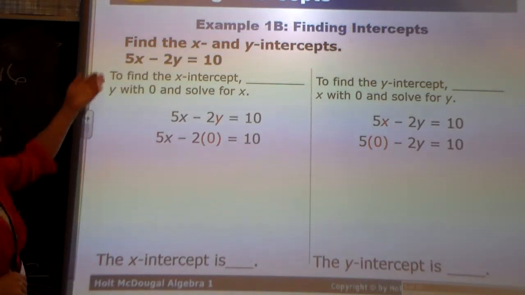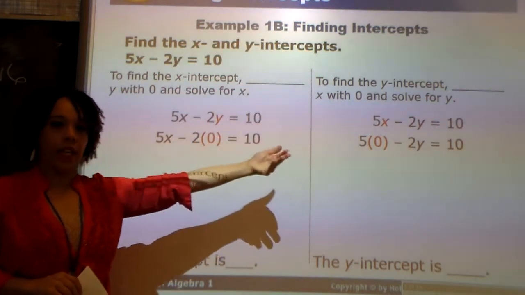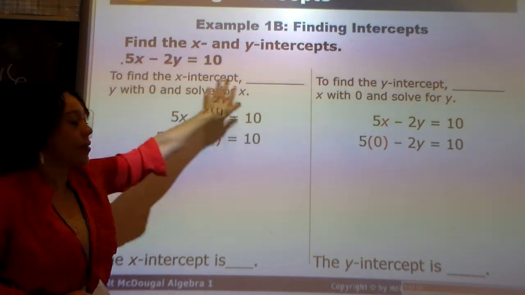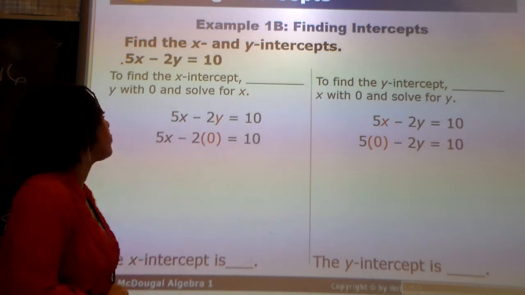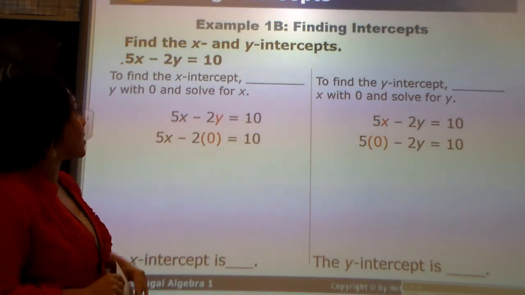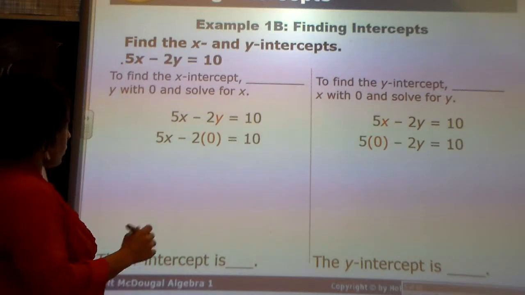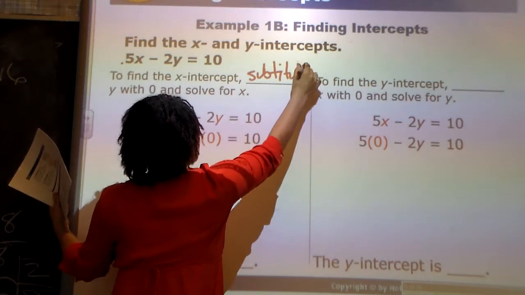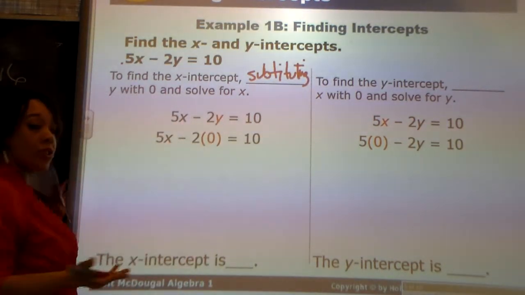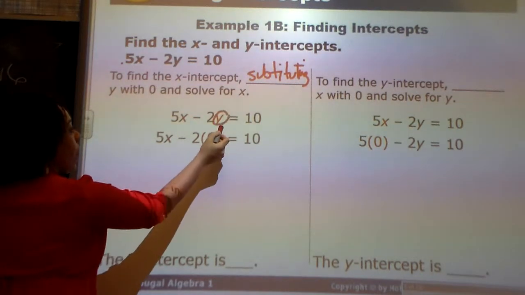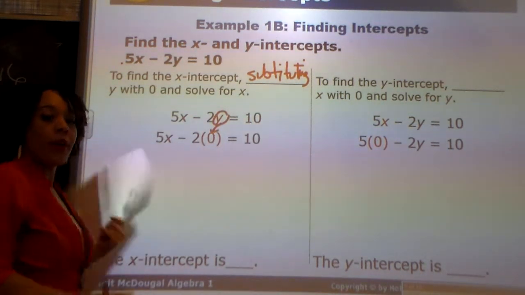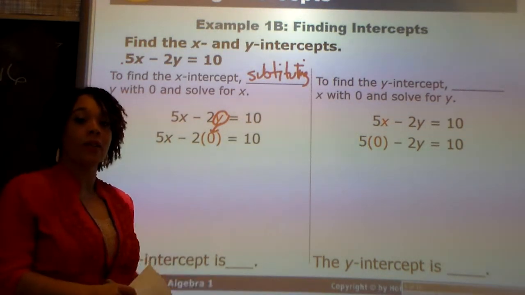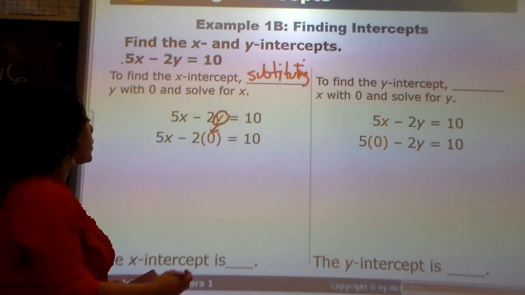Continuing on. If you're given an equation written in standard form, remember that's ax plus by equals c. So here we have 5x minus 2y equals 10. That's matching and in proper standard form. You can find the x-intercept by substituting y with 0, and then you solve for x. So where you see the y, you're going to put in 0. When you have 0 in for y, you'll find the x value. When you have 0 in for x, you'll find the y value. That's what we're working toward.